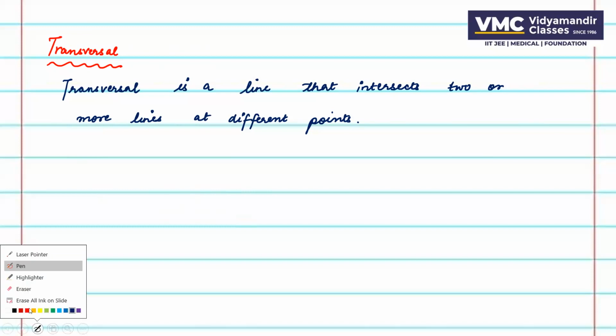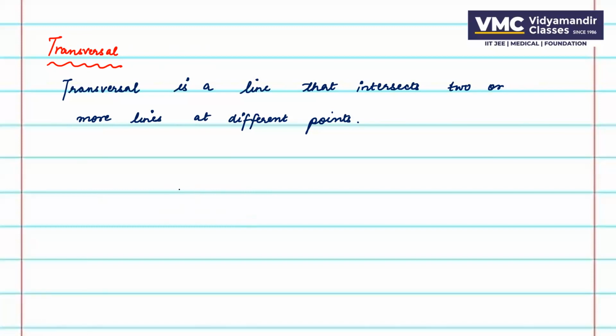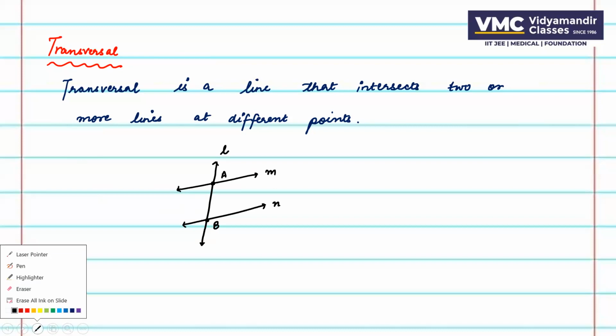Suppose I am drawing two lines and a line is passing through them. Suppose these are M and N, and a line L is passing through M and N. So this particular line is meeting M and N at two distinct points, which we name A and B, right? So this particular line L will be known as a transversal.